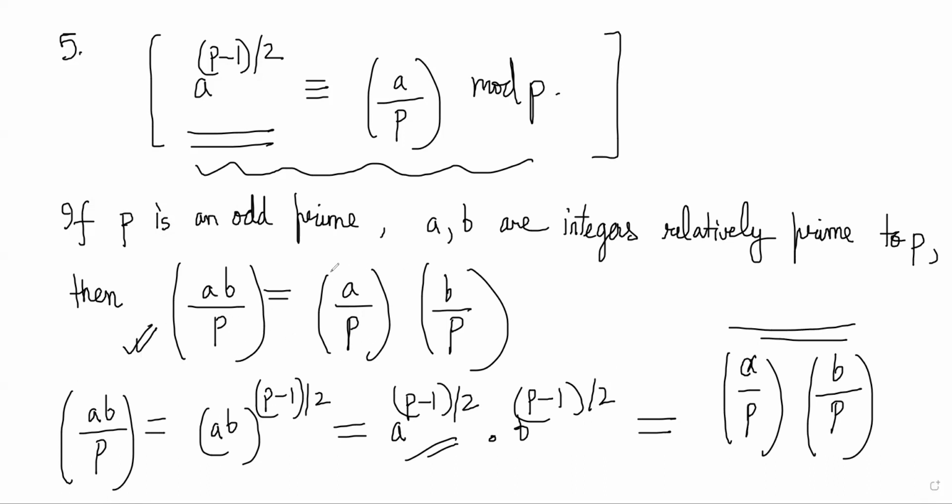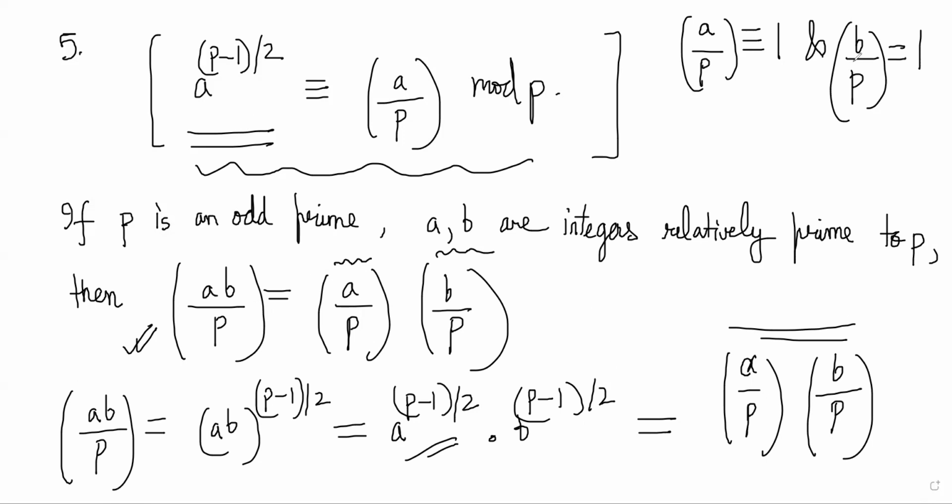From here, we can say that if this is 1 and this is 1, then AB over P is also 1, right? So if A by P is 1, which means A is a quadratic residue mod P, and B by P is 1, which means B is also a quadratic residue mod P, then the product AB by P is also going to be 1, which means AB will also be a quadratic residue. Similarly, if both of them are -1, which means A and B are both quadratic non-residues mod P, then AB will become a quadratic residue mod P, right?